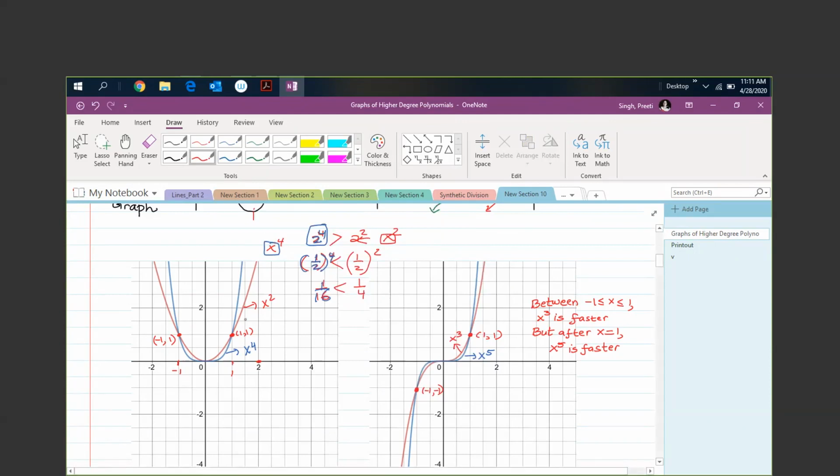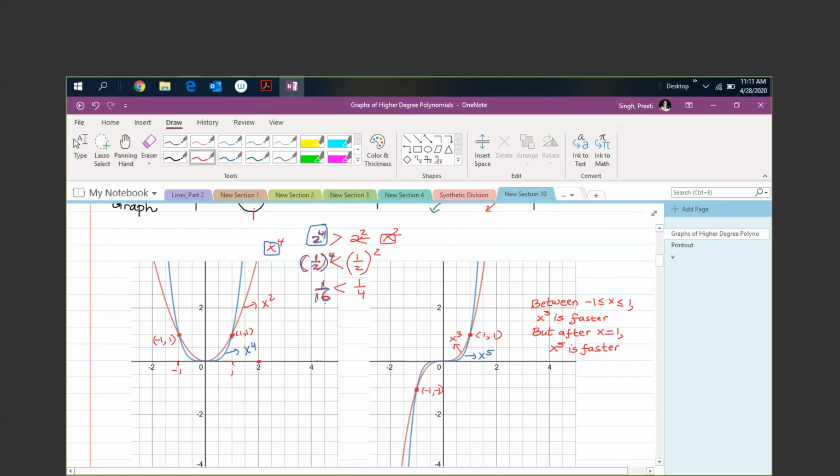But if I look in between -1 and 1, the blue is actually compressed. The blue is lower than the red one. The reason being, if I pick any number between -1 and 1 and square it or take its fourth power, the blue value is smaller than the red value, because 1/16, if I take the fourth power of half and the square of half, is smaller. Do you get it?